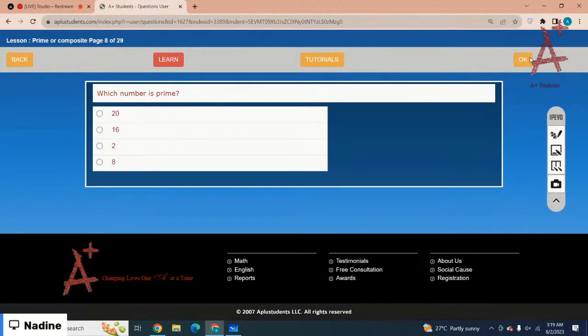Which number is prime? 20, 16, 2, and 8. Which is the correct option? Yes, 2 is the prime number. The correct option is 2.